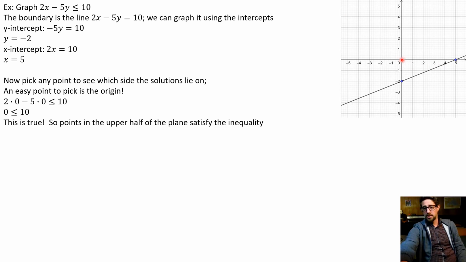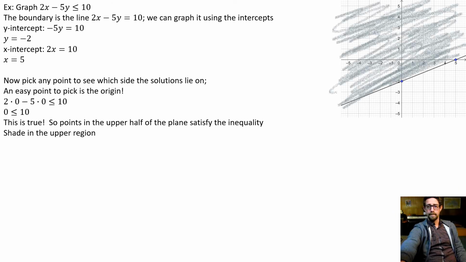Since the origin is in the upper region of the plane, everything in the upper region of the plane works. Every single point up here is going to work. So you shade it in, and my shading job is not great, but neither does yours have to be. All I'm looking for is the line, whether it's solid or dashed, and then which side you shade in. And that's it. Just make sure it's the right side.